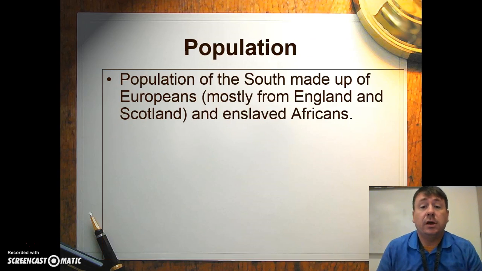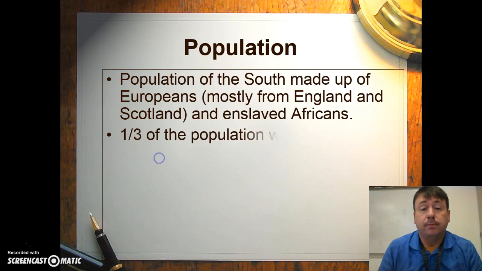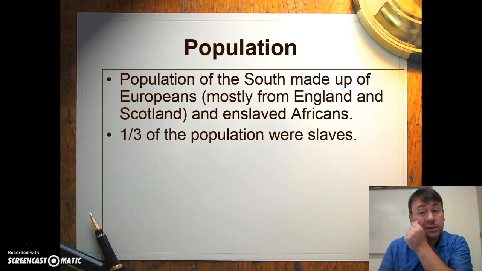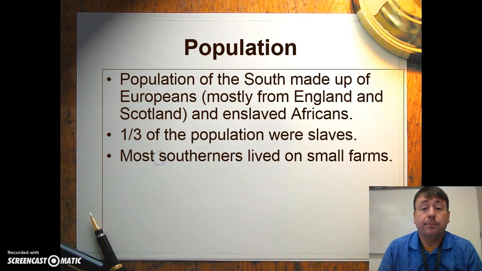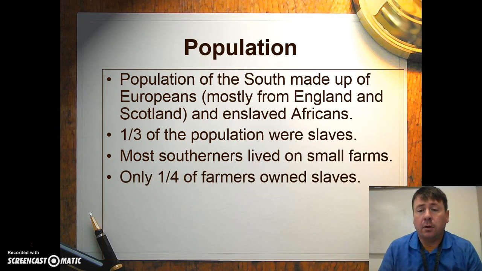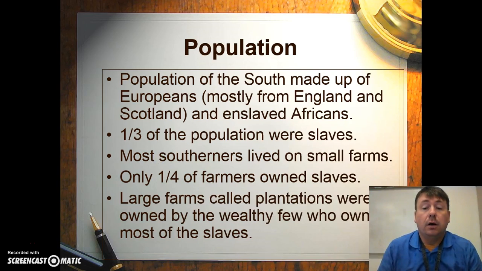The population in the South was made up of Europeans, mostly from England and Scotland, and enslaved African Americans. One third of the population of the South were slaves. And most Southerners lived on small farms. Only about one fourth of farmers in the South owned slaves. So that means three fourths of the farmers were a minority in the South. They were a very small amount. The large farms, called plantations, were owned by the wealthy few, and they owned most of the slaves in the South.